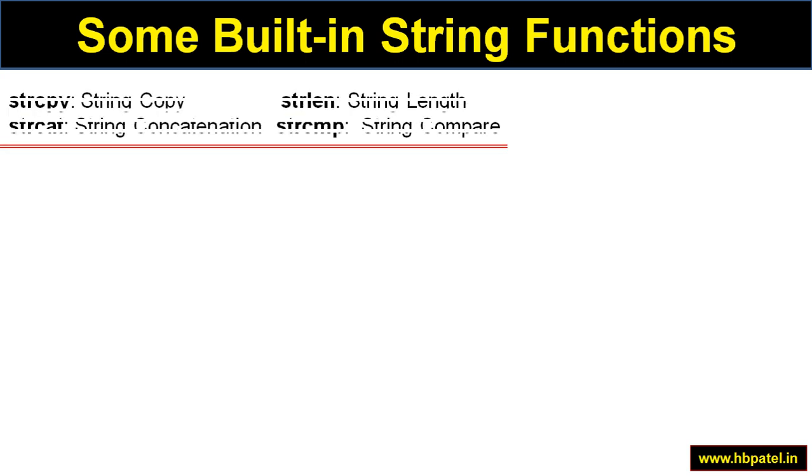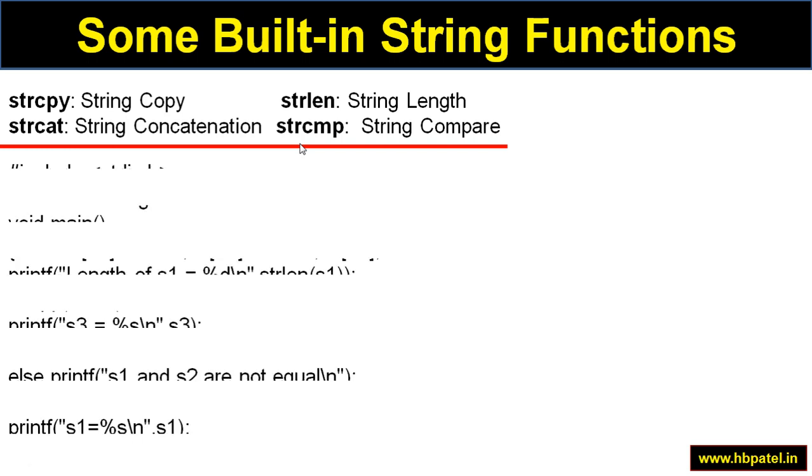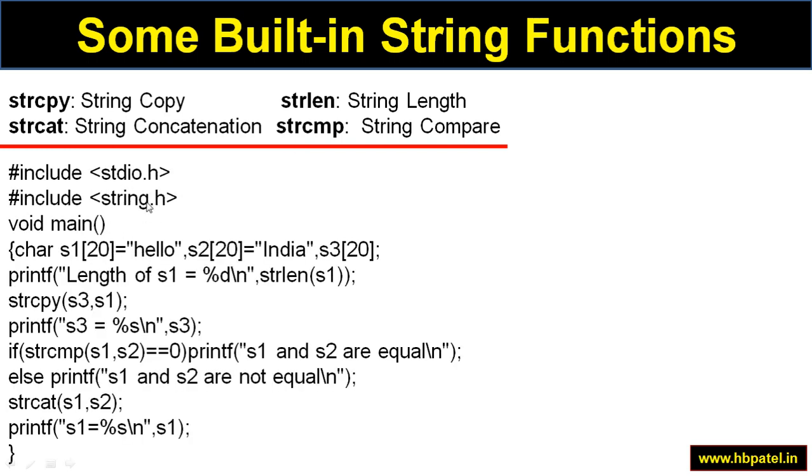There are some built-in string functions: string copy, string concatenation, string length, which we have already seen to find out the total number of characters in the string, and string compare. For all these functions to be used, you need to include one header file, string.h. Now this is a small program demonstrating how you can use these different functions. We have taken three strings, S1, S2, S3. In S1 I have hello, in S2 I have India, and S3 is empty.